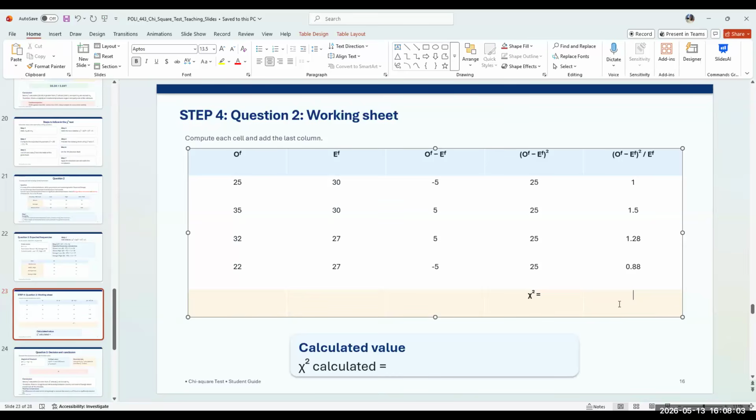So the total for this one will be what? The S squared is going to be 100.